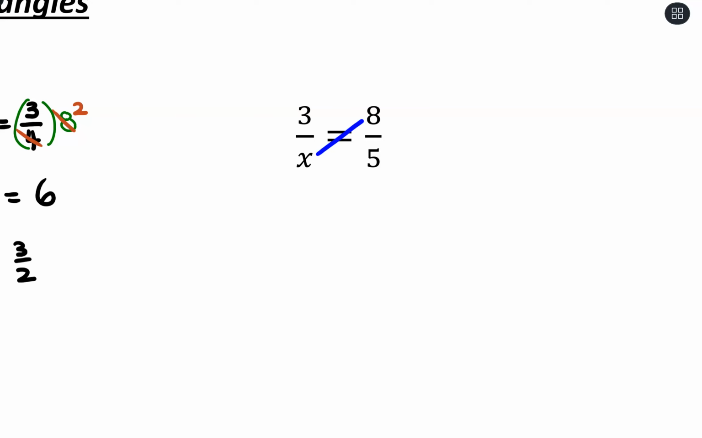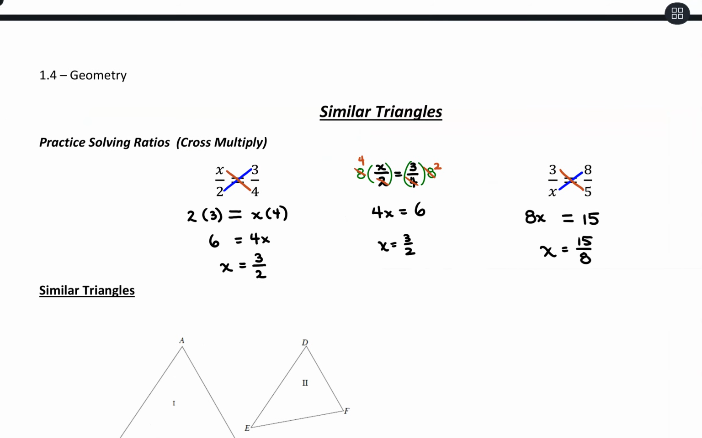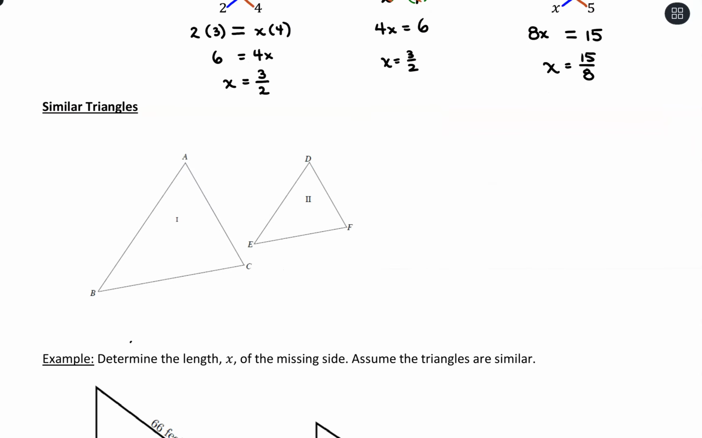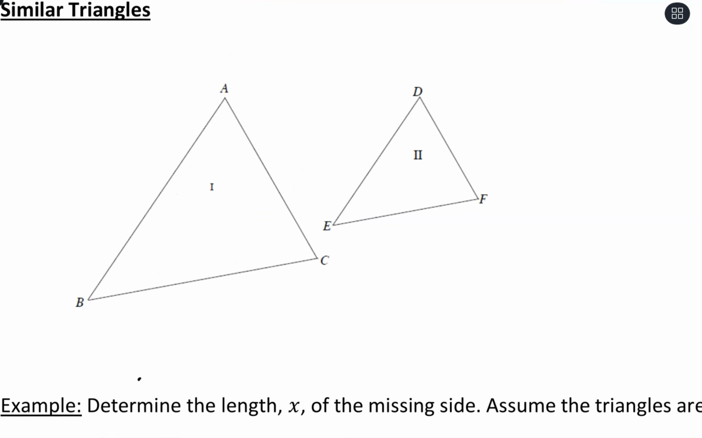With this one, I'm going to go ahead and cross multiply. So I bring the equal sign down. We don't want to lose that. x times 8 equals 3 times 5, which is 15. Divide by 8, and we end up with that fraction there. All right, quick little review of cross multiplication. So now let's talk about similar triangles.